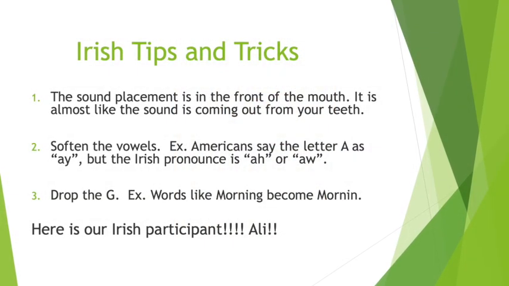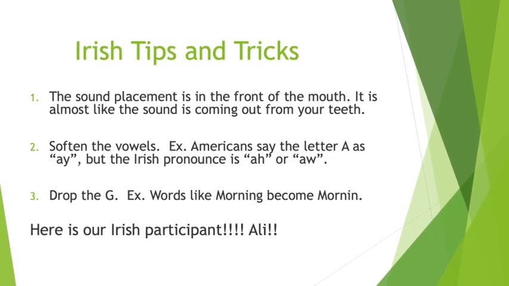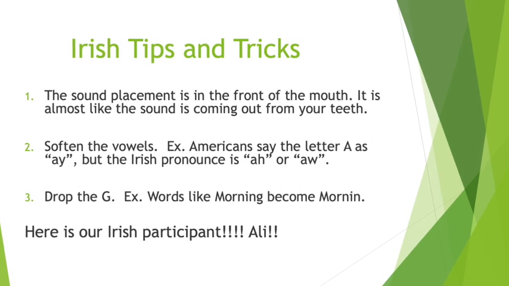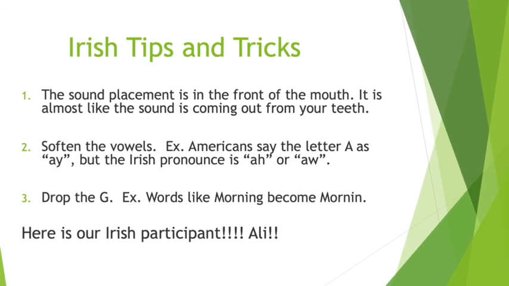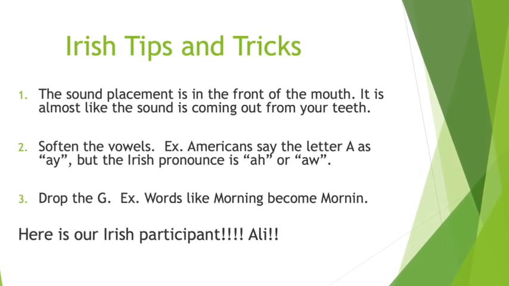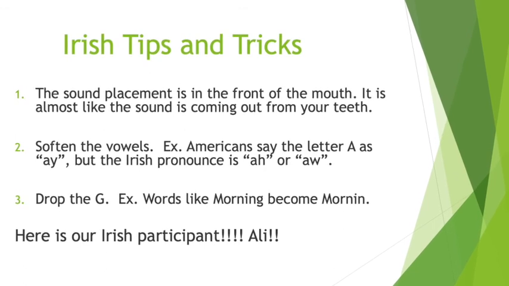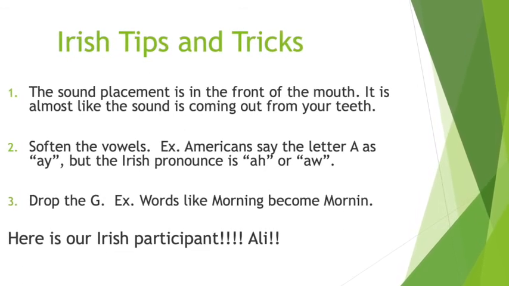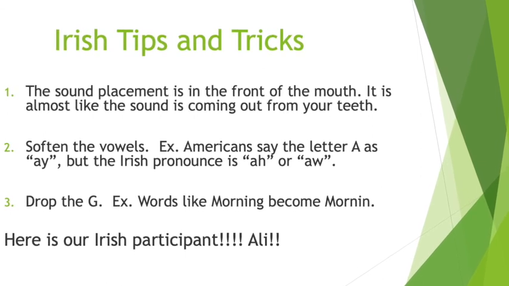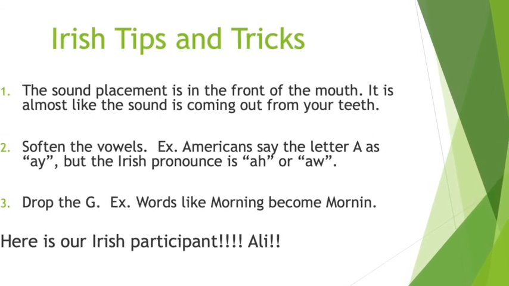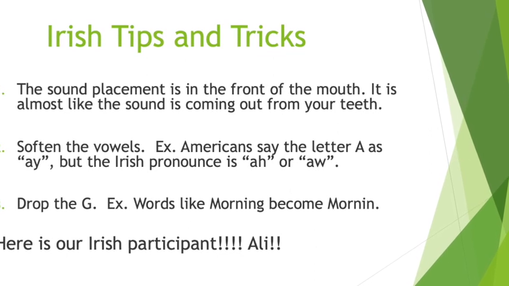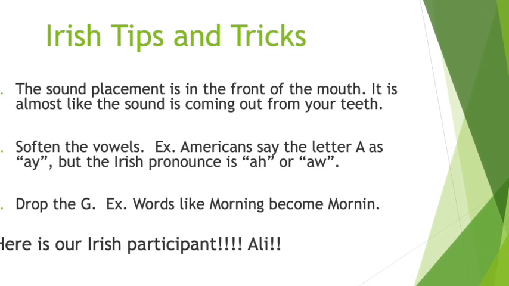Irish accent tips and tricks. The sound placement is in the front of the mouth. It is almost like the sound is coming out from your teeth. You're going to want to soften the vowels. For example, Americans say the letter A as A, but the Irish pronunciation is ah or aw. You're also going to want to drop the G. For example, words like morning become mornin'. Here's our Irish accent participant, Allie.